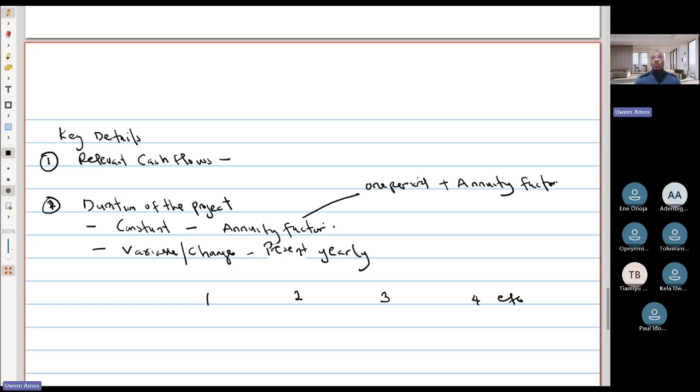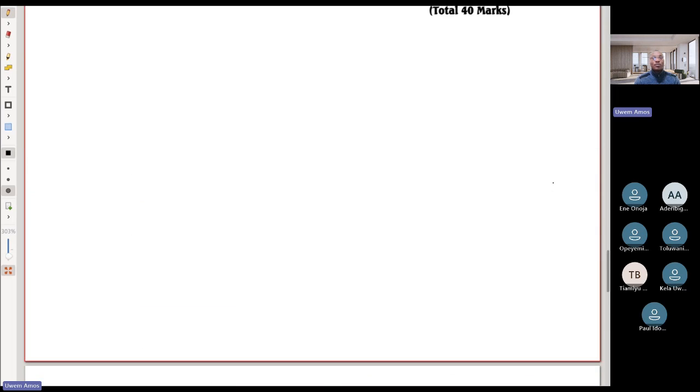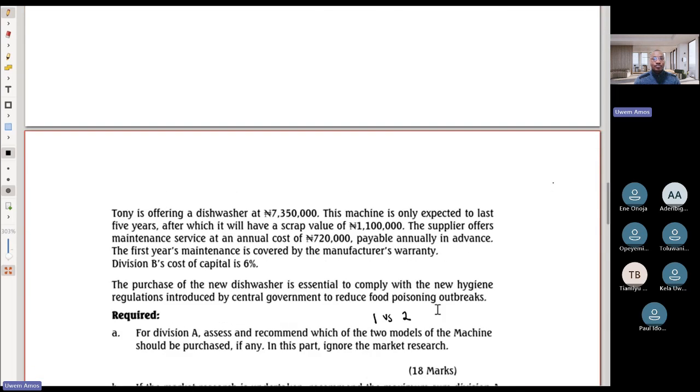So let's quickly go back to our question and ask ourselves, when this investment is undertaken, would the revenue, the sales price, be constant throughout the tenure of the project, or would it be different for the various years? So let's just peep into our question quickly to see that.